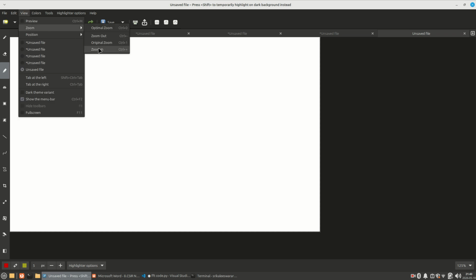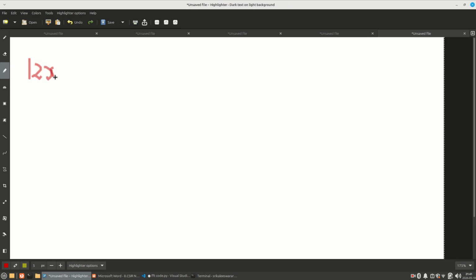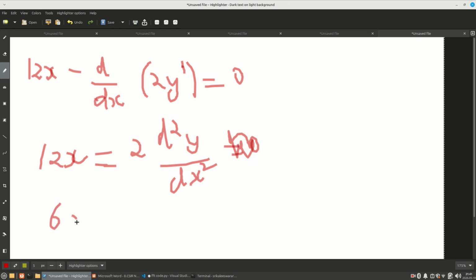Let me zoom in once again. So we get 12x minus d by dx of 2y dash equal to 0. We will rewrite it once again. 2 into, this is the first derivative. When we differentiate it once again, we get the second derivative d2y by dx square, which is equal to 0. So when we solve this, we get 6x is equal to the second derivative.